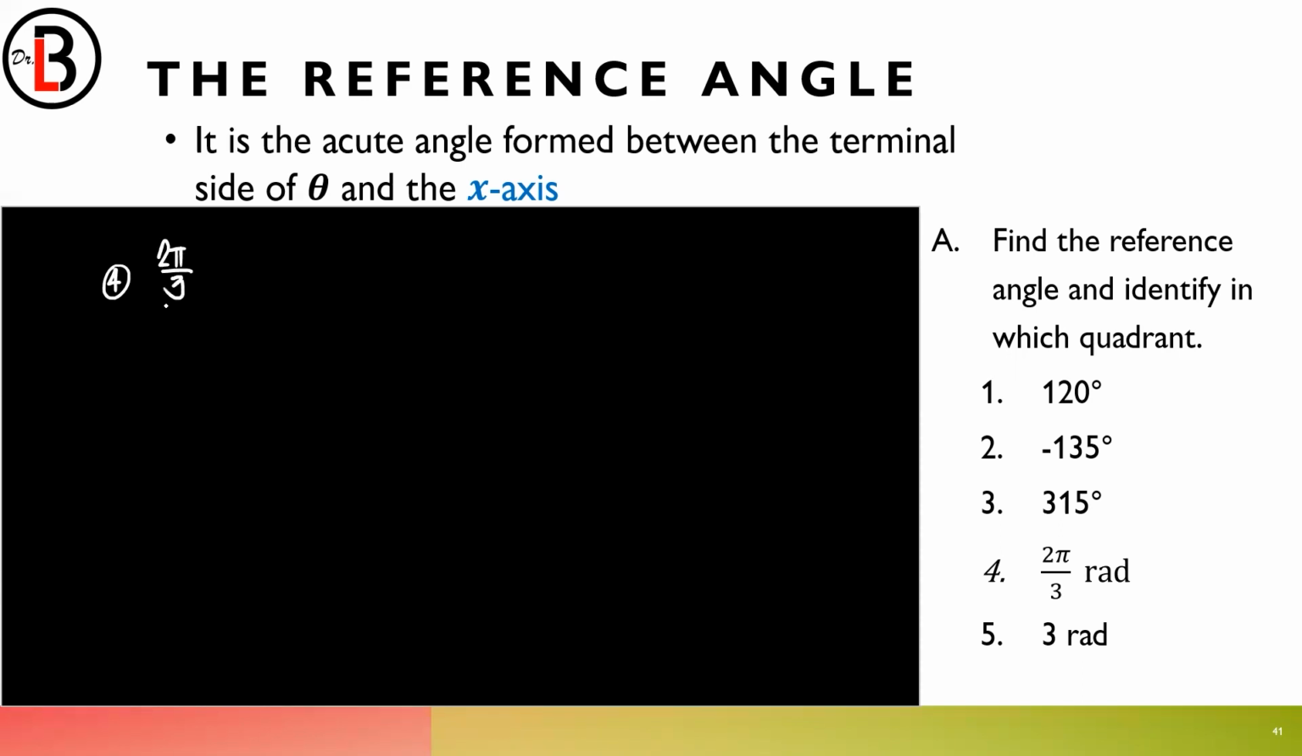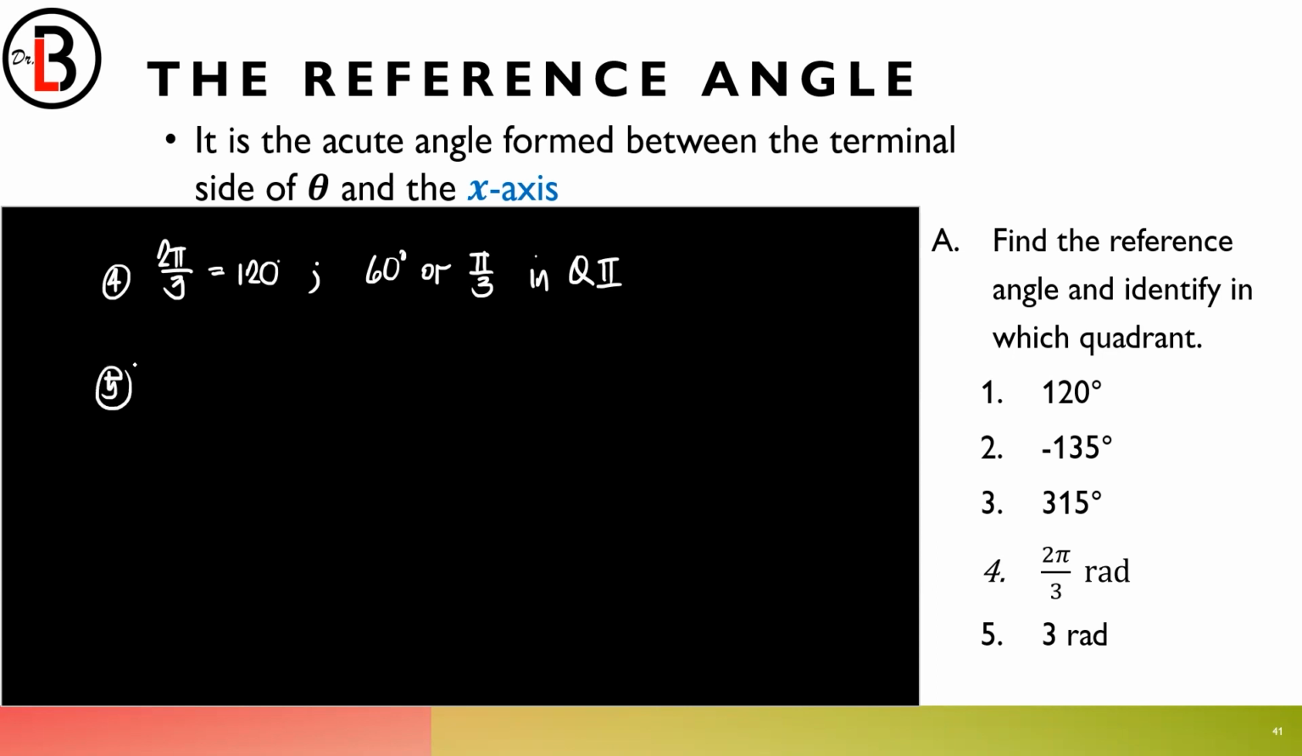Number 4. 2 pi over 3 radians. Some of you might ask, sir, it's difficult. Is it okay if we convert this to degrees? It's okay. 2 pi is actually 360. 360 divided by 3 is actually 120 degrees, right? So 120 degrees, but I'm asking for a reference acute angle. So since it's closer to 180, what we do here is 180 minus 120, that's actually 60 degrees or pi over 3 in quadrant number 2.